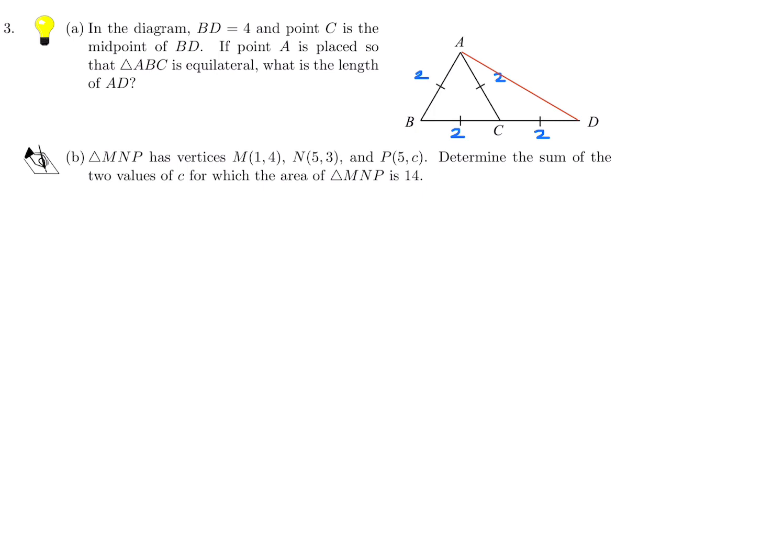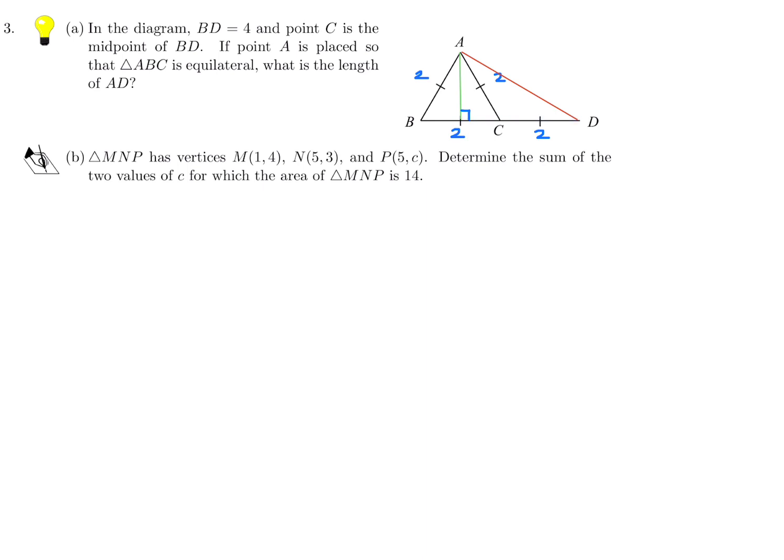All we have to do is drop a perpendicular from the top down there. So now we can use Pythagoras on that triangle. But before I do that, let's label what we know. AD, of course, is what we're trying to figure out. The base is from there to there.